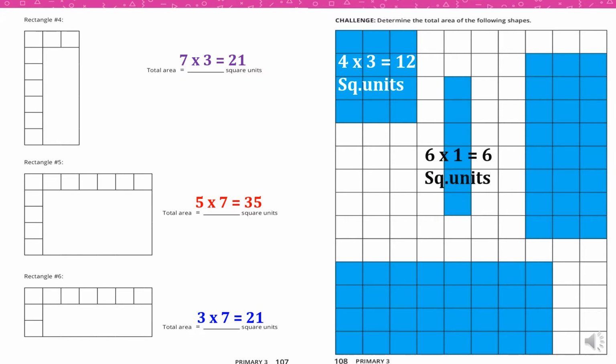The second one, 6 times 1 equals 6. The third, 8 times 3 equals 21. And the last one, 4 times 8 equals 32. Don't forget to revise the multiplication tables carefully.